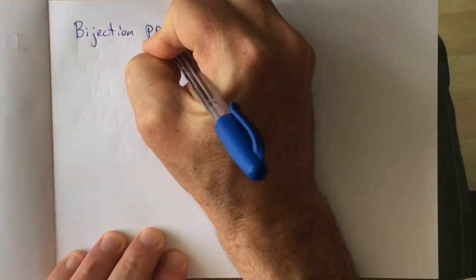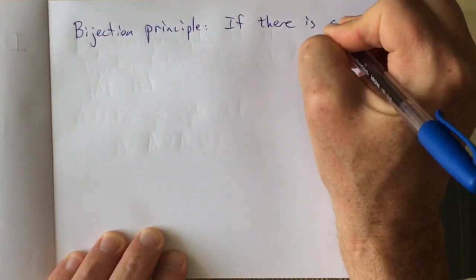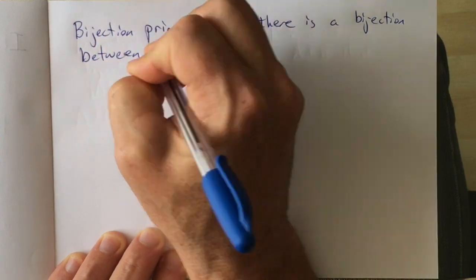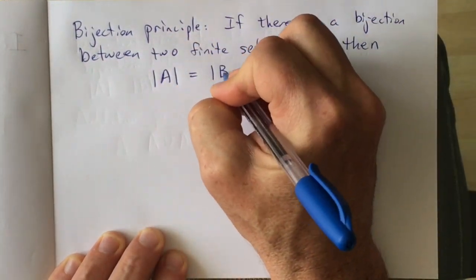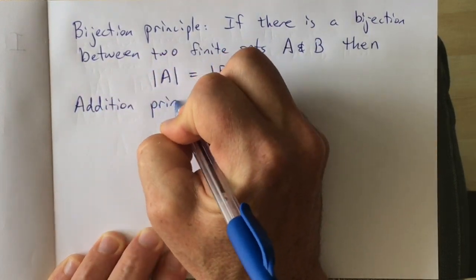I want to explain three concepts that I end up using over and over in this course. The first is the bijection principle. If there is a bijection between two finite sets, then they have the same cardinality.